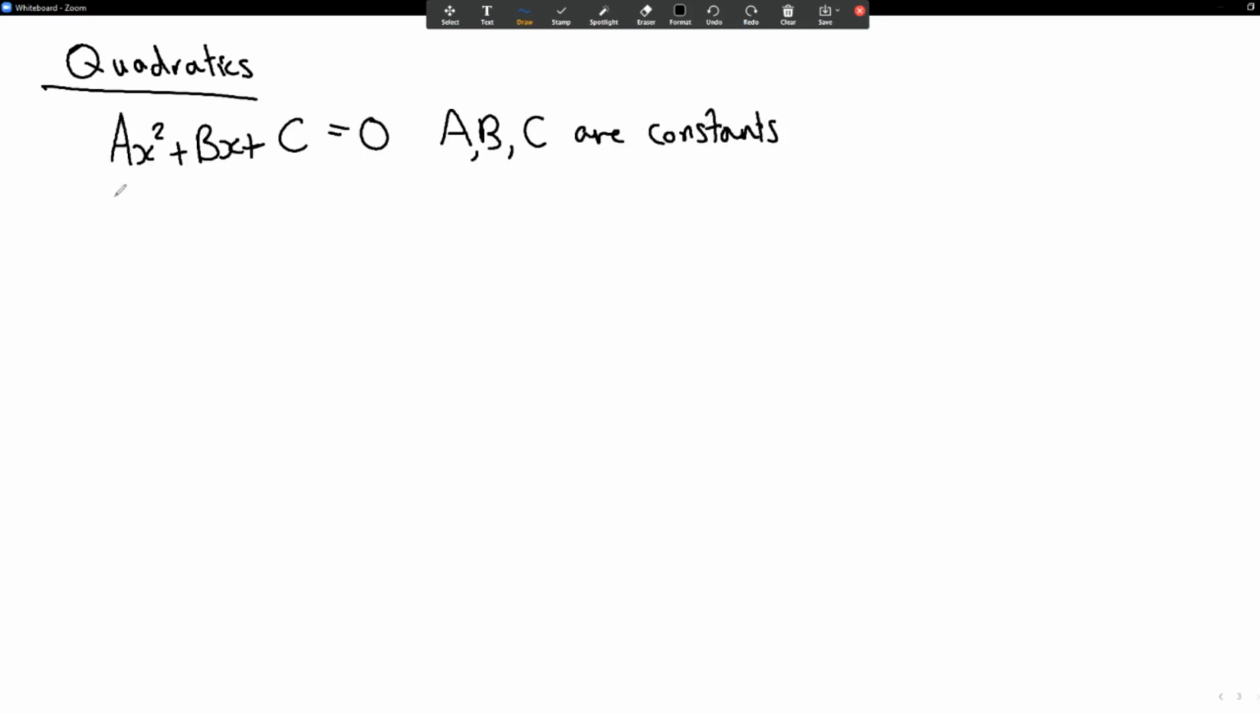So for example, I could put 3x squared plus 5x plus 2 equals 0. And that would be a quadratic because we have a equaling 3, b equaling 5, and c equaling 2. But yeah, that's what a quadratic is. Now, what we want to do is factorize these quadratics. So, if we move on to a new slide.